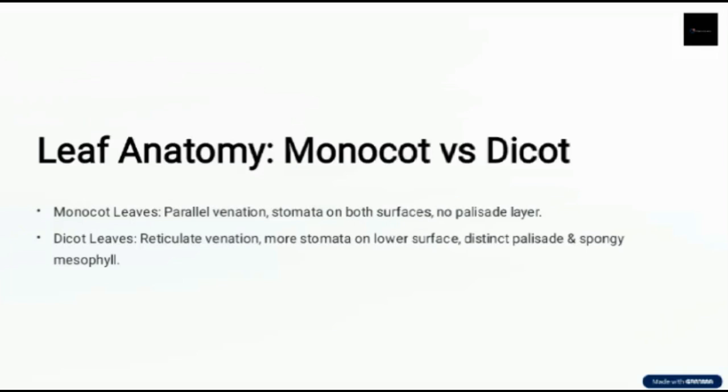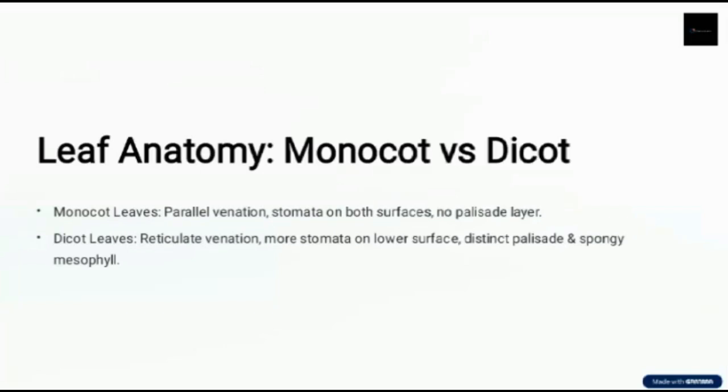Now, monocotyledonous leaves have stomata on both surfaces. In dicotyledonous leaves, there are more stomata on the lower surface. Monocotyledonous leaves have no palisade layer. The dicotyledonous leaf has a distinct palisade and spongy mesophyll layer.